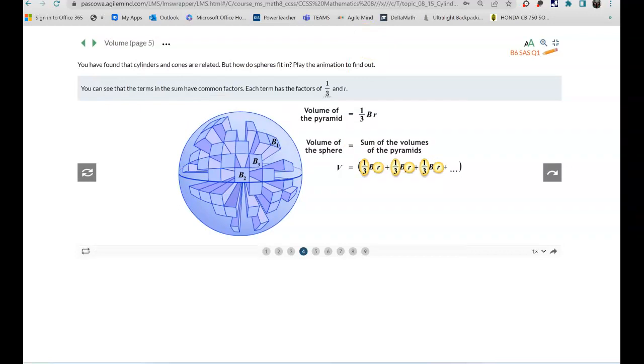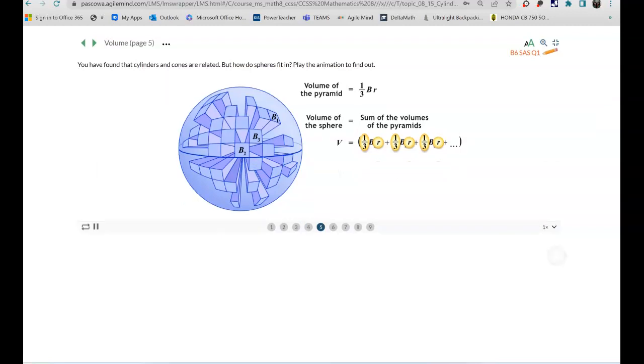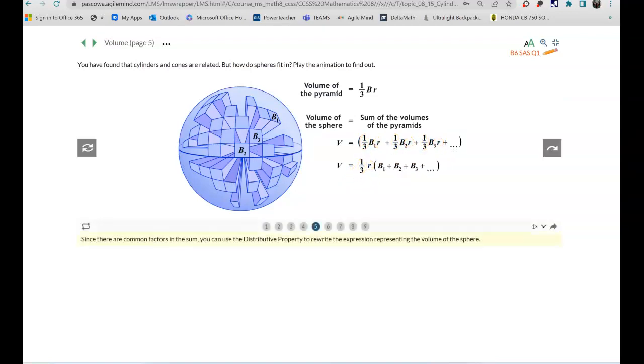So you can see that the terms in the sum have common factors, and each term has a factor of 1/3 and R. So if you factor out the 1/3 and the R, then the volume is equal to 1/3 times the radius multiplied by all the bases of those pyramids added together. So we use the distributive property to pull out the 1/3s and the radiuses.